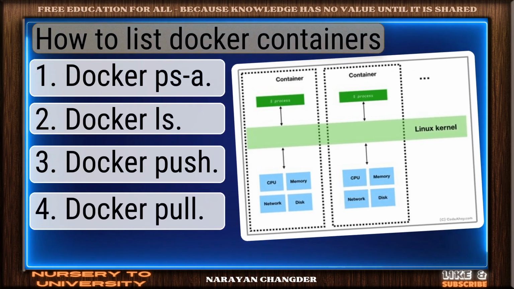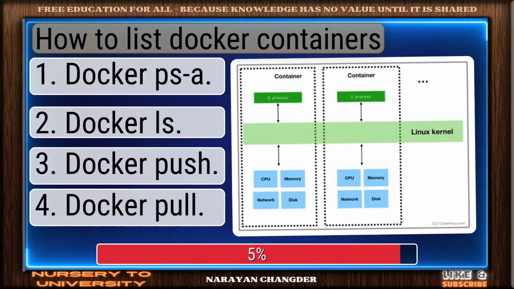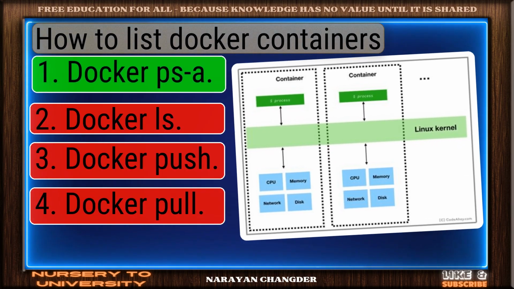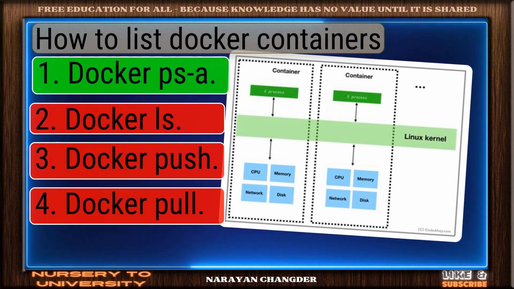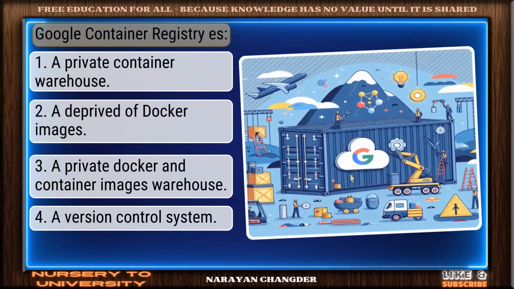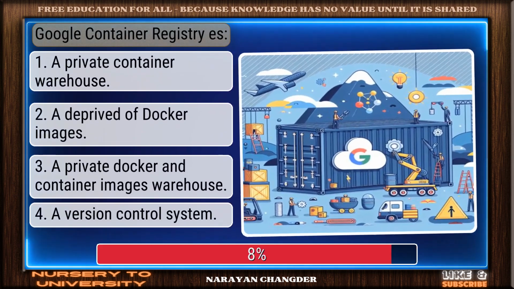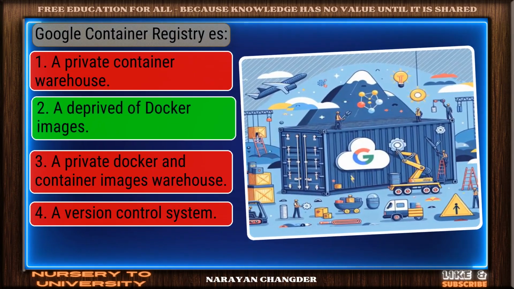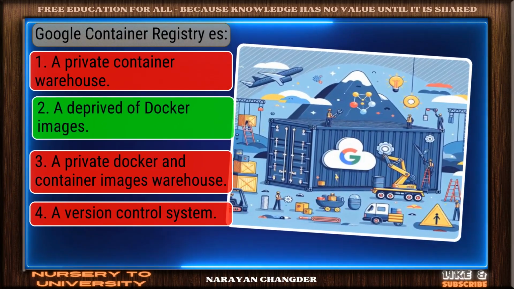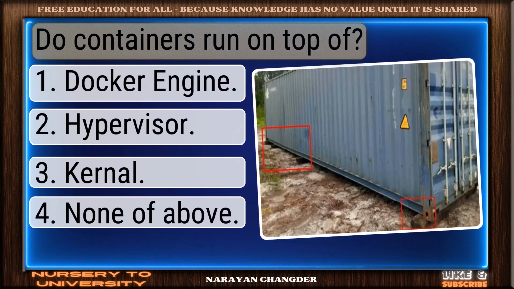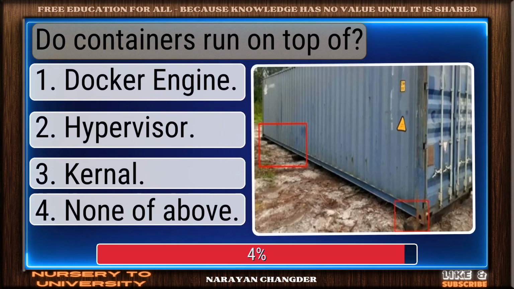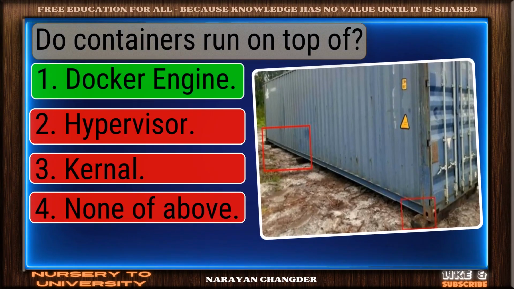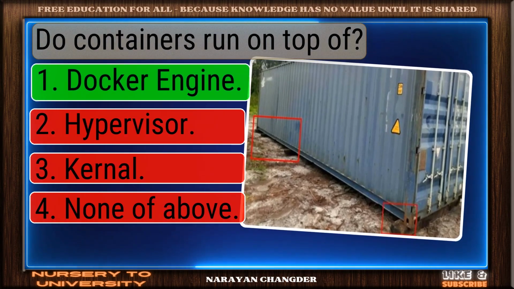Question number 47. How to list Docker containers? You chose Docker ps, and it is correct. Question number 48. Google Container Registry is? Nicely done. A repository of Docker images is a solid answer. Question number 49. Do containers run on top of? Valid point. Docker engine is true.